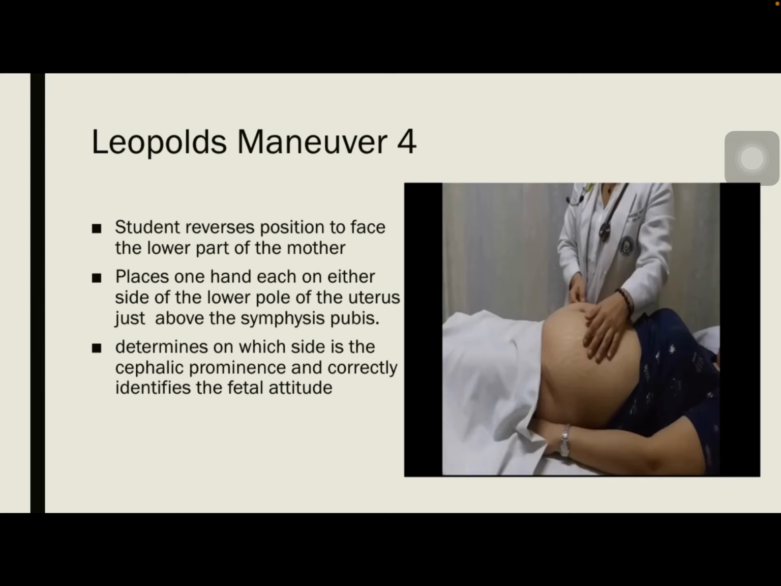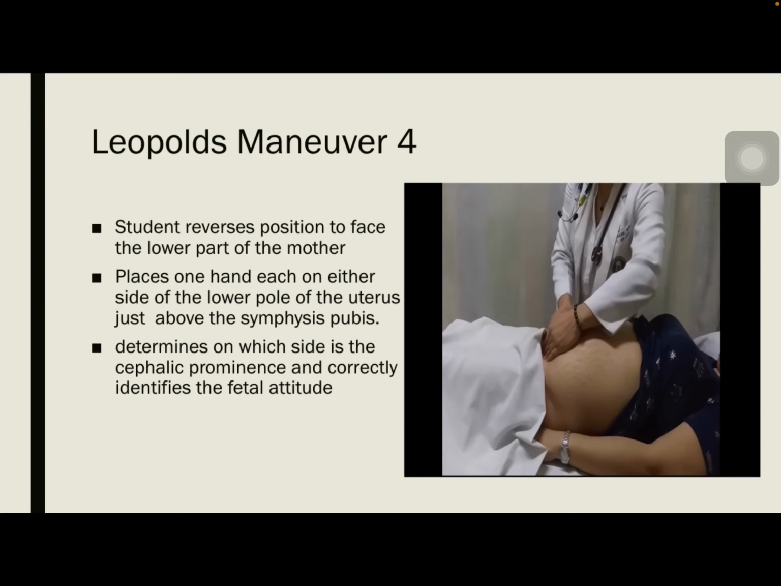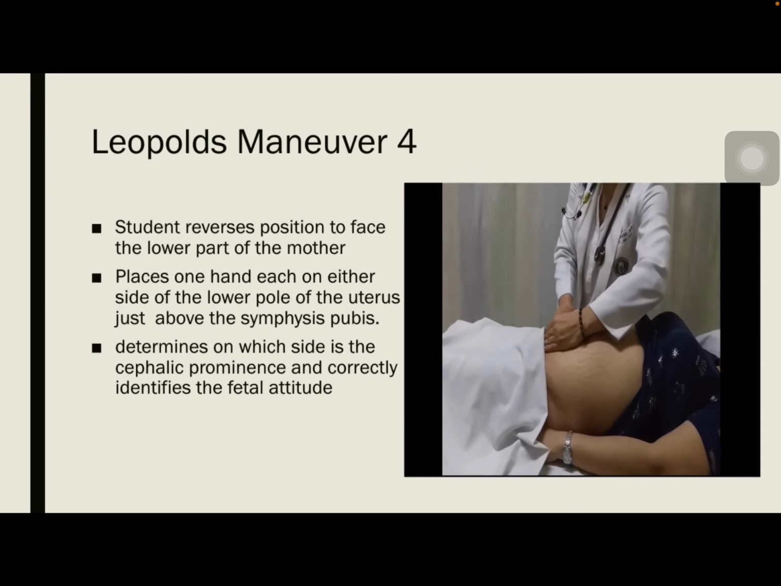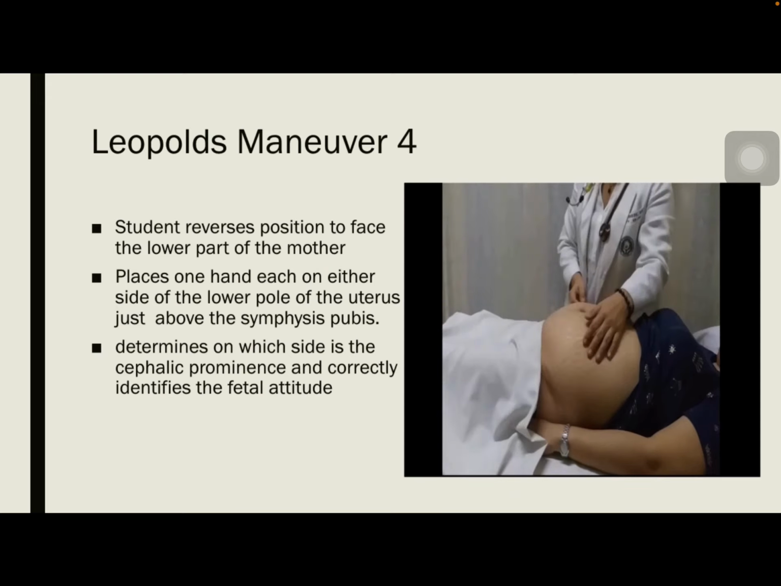For Leopold's maneuver 4, the student reverses position to face the lower part of the mother. Place one hand on either side of the lower pole of the uterus just above the symphysis pubis and determine on which side is the cephalic prominence and correctly identify the fetal attitude. If the head presents, one hand is arrested sooner than the other by a rounded body that's called the cephalic prominence, while the other hand descends deeply into the pelvis.